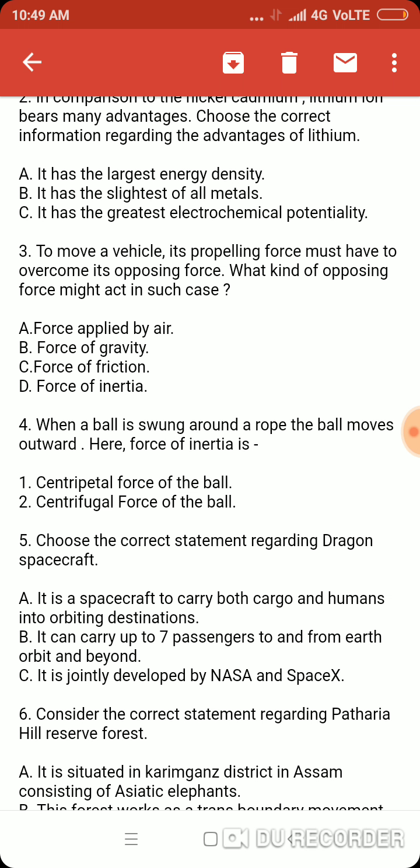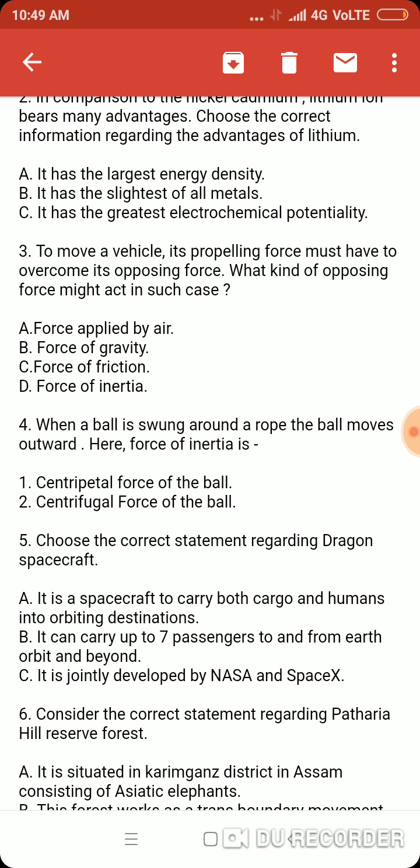Question number 3. To move a vehicle, its propelling force must overcome its opposing force. What kind of opposing force might act in such a case? Force applied by air, force of gravity, force of friction, force of inertia. All these are correct. This is a question from physics, right? Go to the laws of Newton. You will understand what the question is asking.